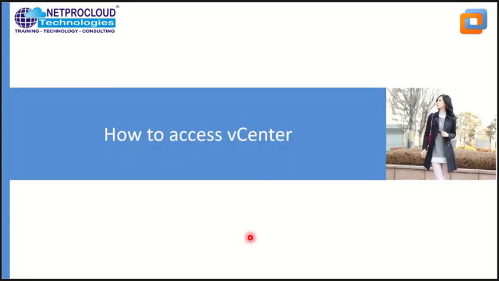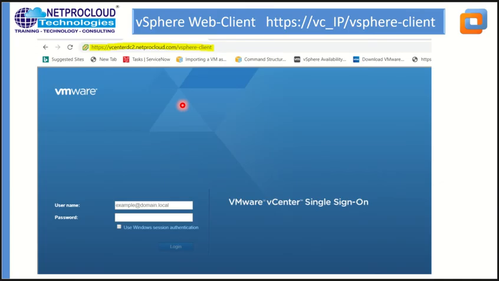How to access vCenter? To access vCenter we have two methods. First of all, you can go with the vSphere Client, which means the vSphere Web Client. In that case you have to follow this kind of URL: https colon double slash the IP address of the vCenter slash vSphere client. This is the method to get the web client.